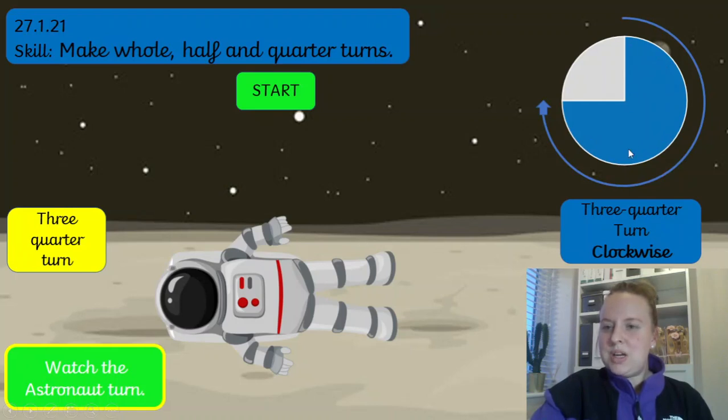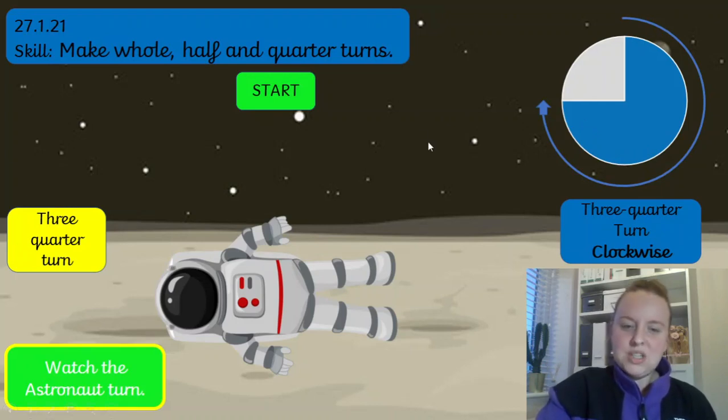So if we can imagine this circle is split into 4 pieces, if it was a pizza and it was cut into 4, 1, 2, 3 of our pieces are coloured in, and there's just 1/4 left. So 3 out of our 4 pieces means 3/4. So he turned a 3/4 turn clockwise.